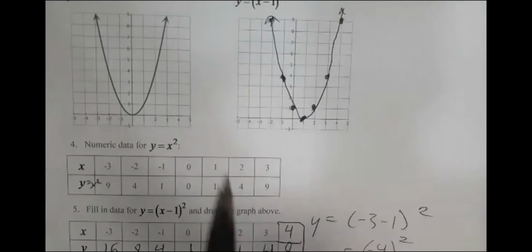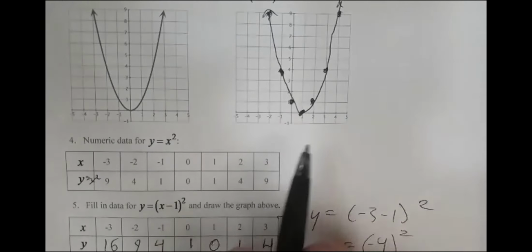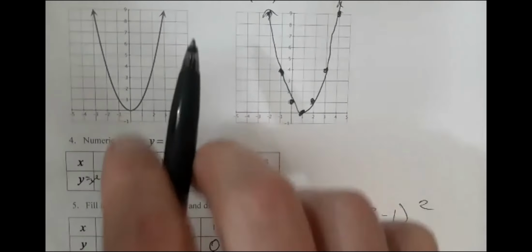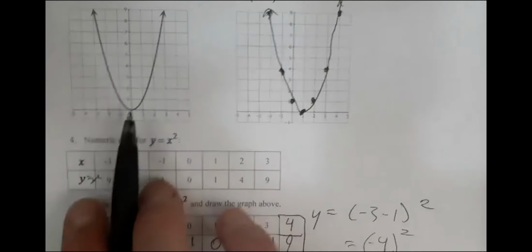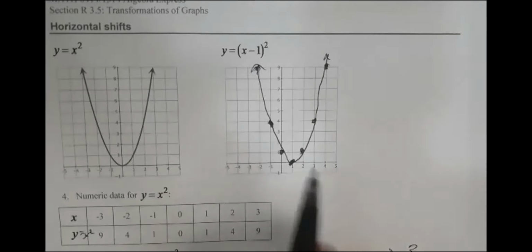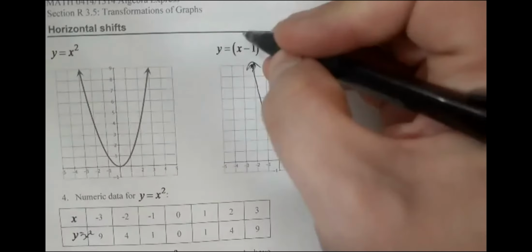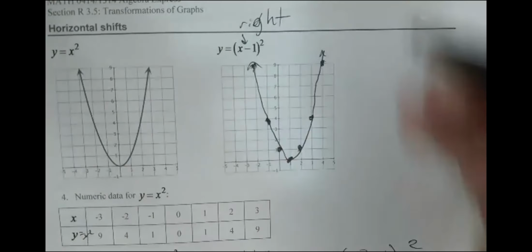So if we look at what happened, we took this thing, and it's kind of warbly, but this is the same parabola. Pretend like it's pretty. So let's move this thing. And how are we moving this? We're moving it to the right one. So subtracting is going to move it to the right. I can't spell right. R-I-G-H-T.